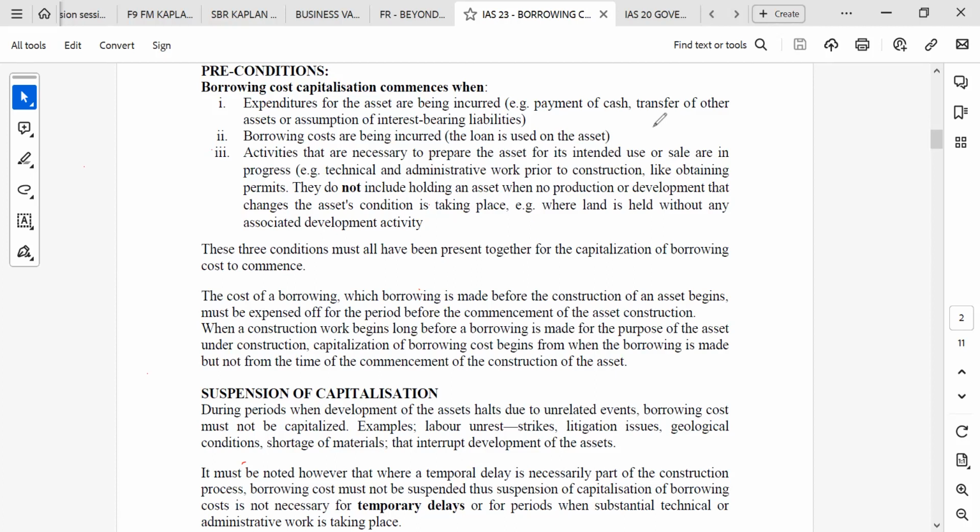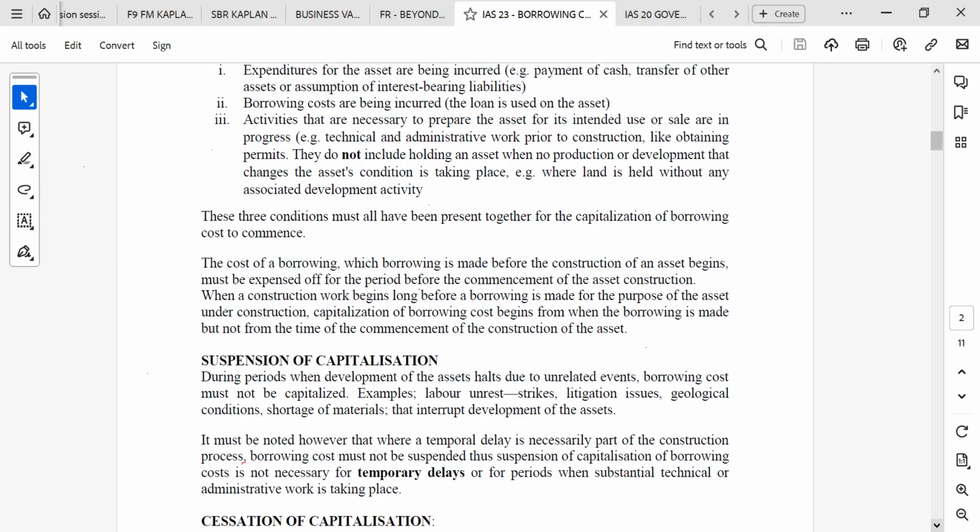But if the activity is not something that is going to improve the condition of the asset, then the capitalization of borrowing costs must cease. Examples are litigation problems, stop work produce permits, strike, shortage of raw material, and all those things. The capitalization must cease, not stop, must cease. You continue after the construction resumes.